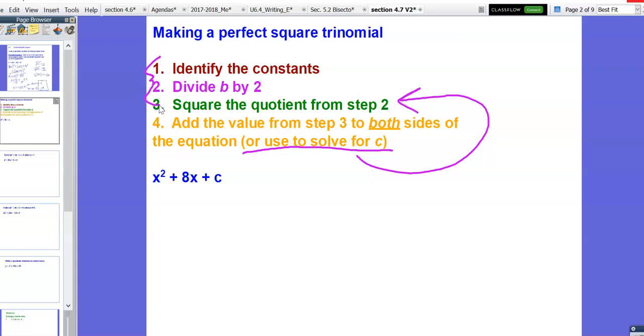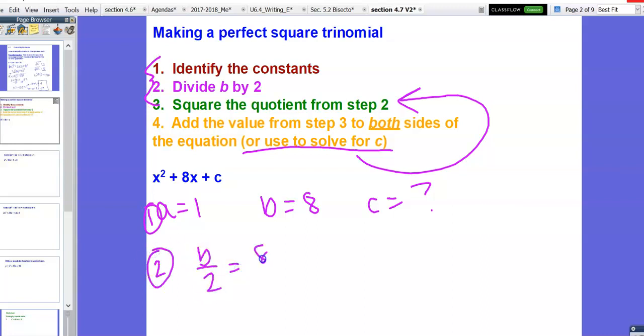Step 1, identify the constants. a equals 1, b equals 8, c equals, I don't know. So let's go to step 2, divide b by 2. b over 2 is the same as 8 over 2, so that becomes 4. And then step 3, here's the quotient we got in step 2, 4 squared equals 16.